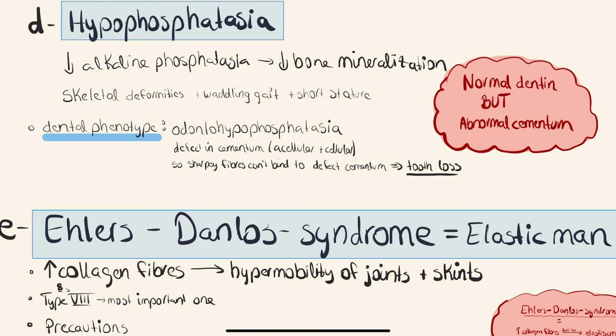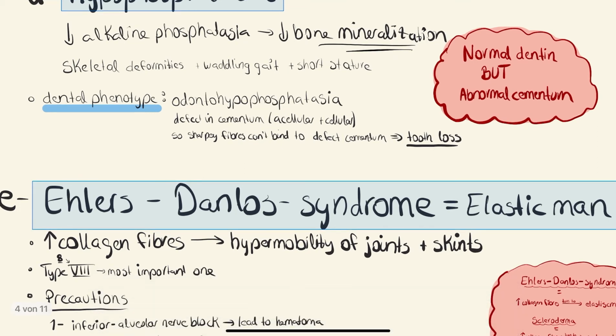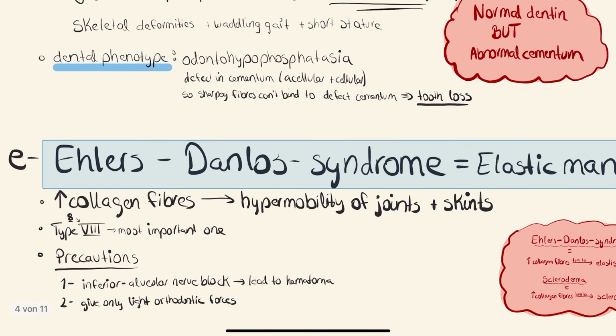Due to the decreased mineralization, we have a weak bone anchorage between the tooth and the alveolar bone, due to the defect in the cementum.